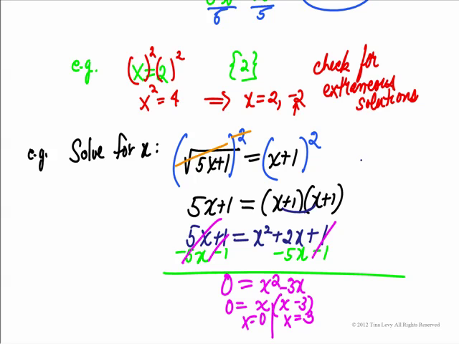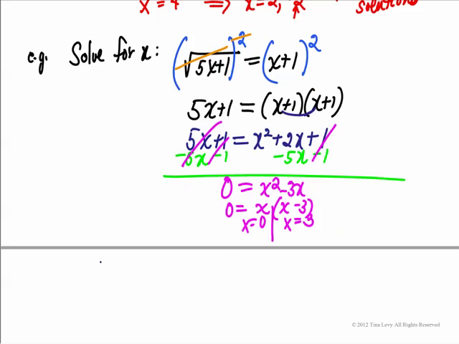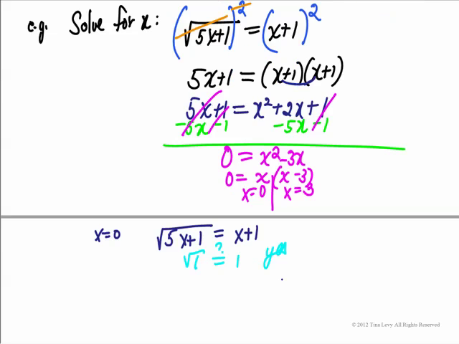This one, now we're going to check. So I'll go to the next page to check the two solutions. We're going to let x be 0, and we're going to check whether radical 5x plus 1 is x plus 1. Letting x be 0, we get square root of 1. Is it 0 plus 1 is 1? Yes. So that works fine.